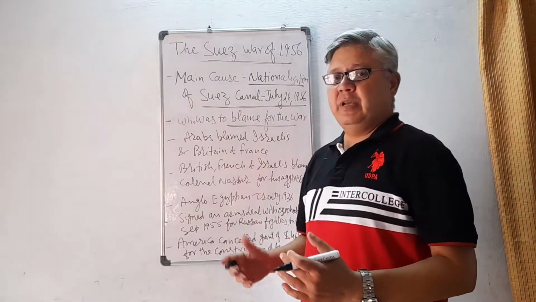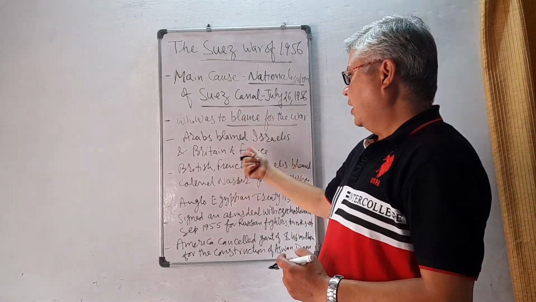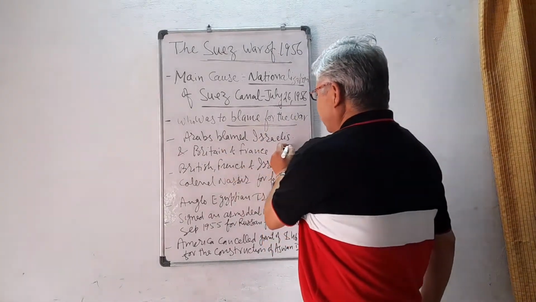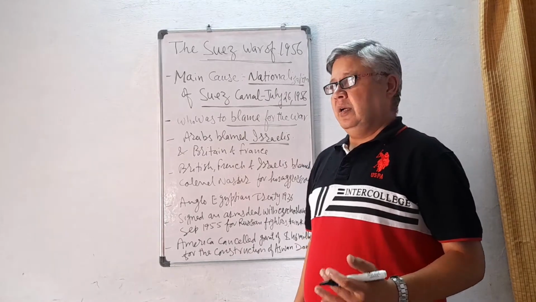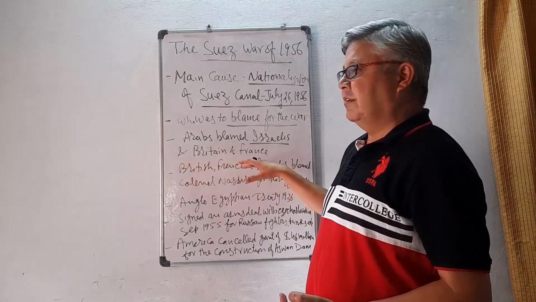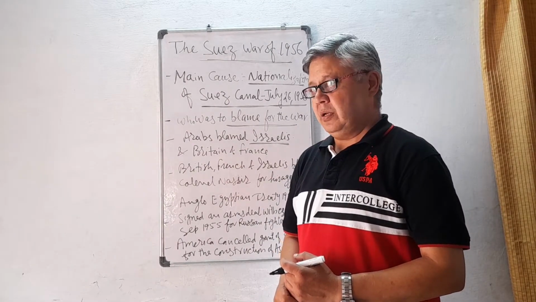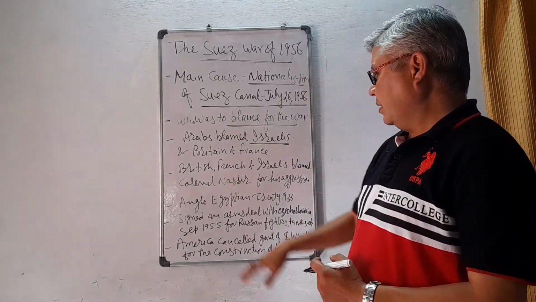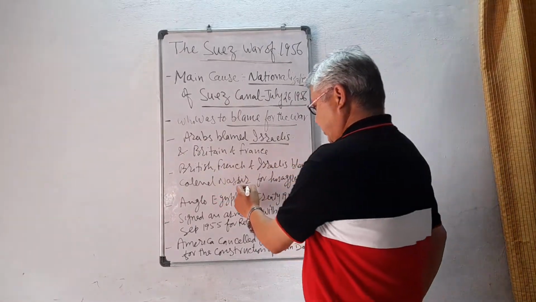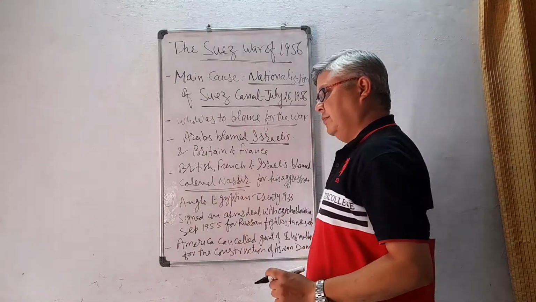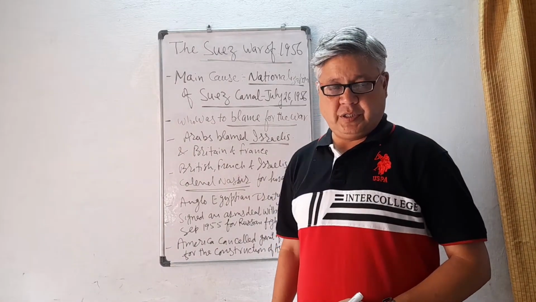Actually, each one was blaming the other for escalating war in that region. Arabs blamed Israelis for waging war against them, as well as blaming Britain and France for following imperialist policies. On the other hand, these powers, British, French and Israelis, blamed Colonel Nasser, the new ruler of Egypt, for his aggressive policies.